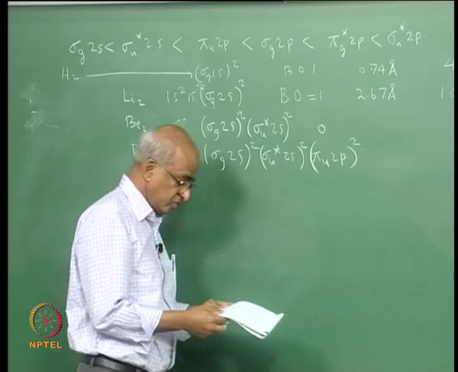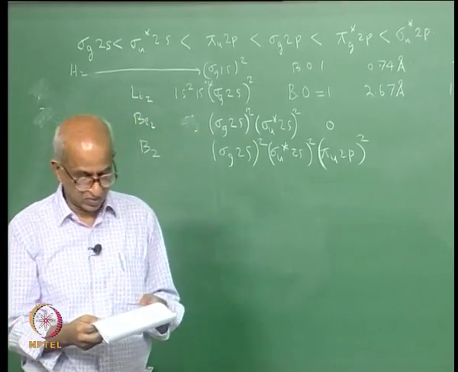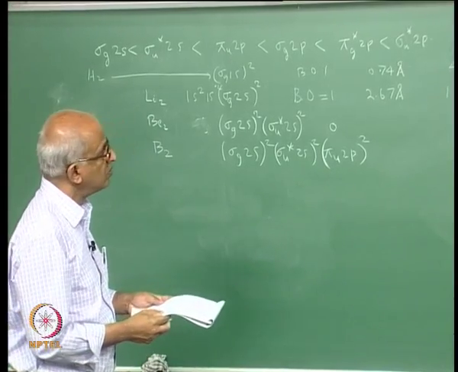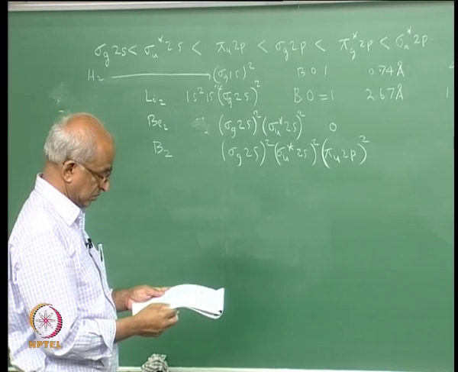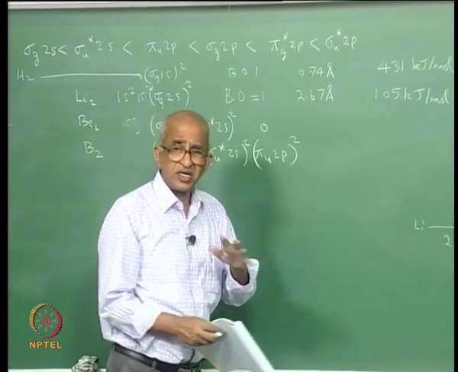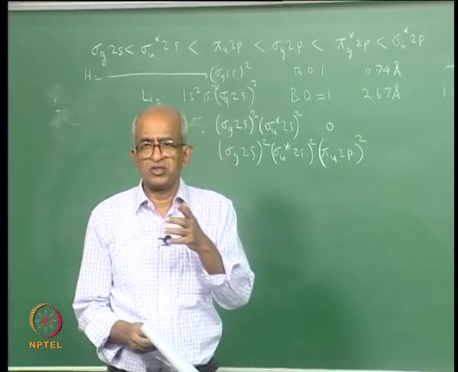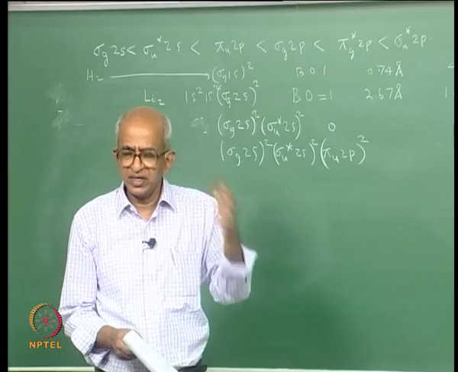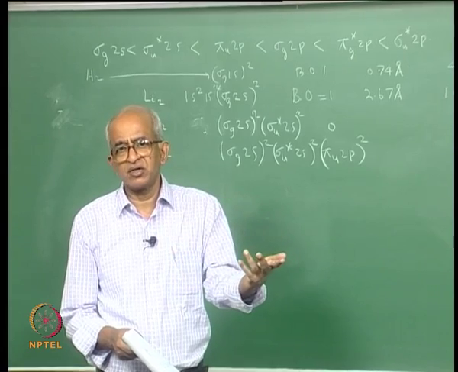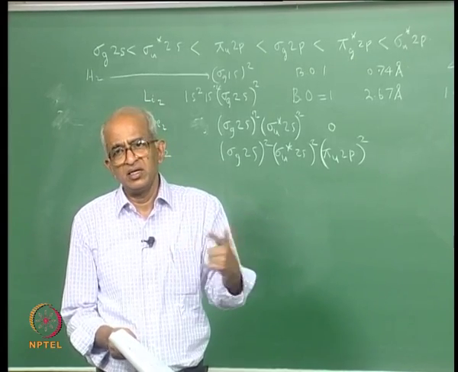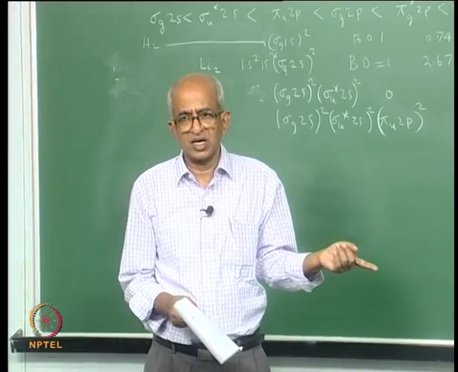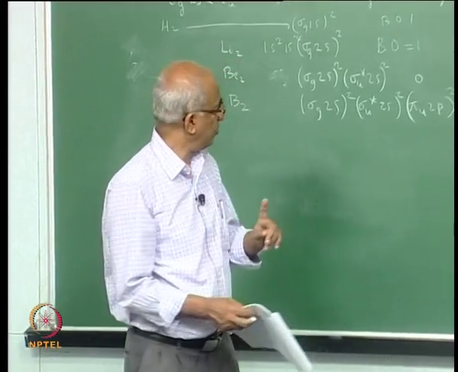Right. Pi u 2p is actually doubly degenerate, because you have pi u 2px and pi u 2py. If you have doubly degenerate orbitals and you put 2 electrons into them, what will happen? They will occupy the 2 separate orbitals. They will not get paired up, because pairing means electron repulsion is larger.